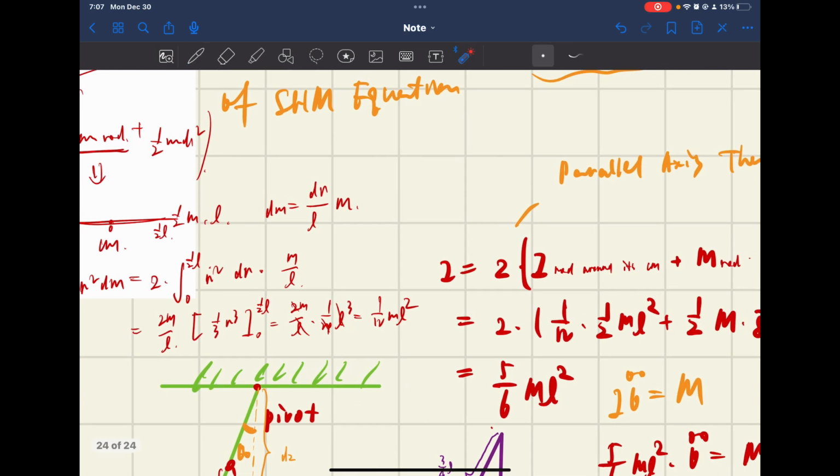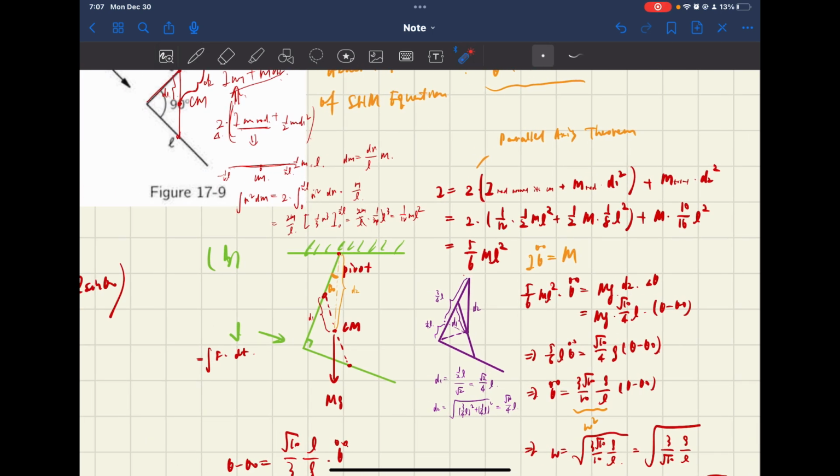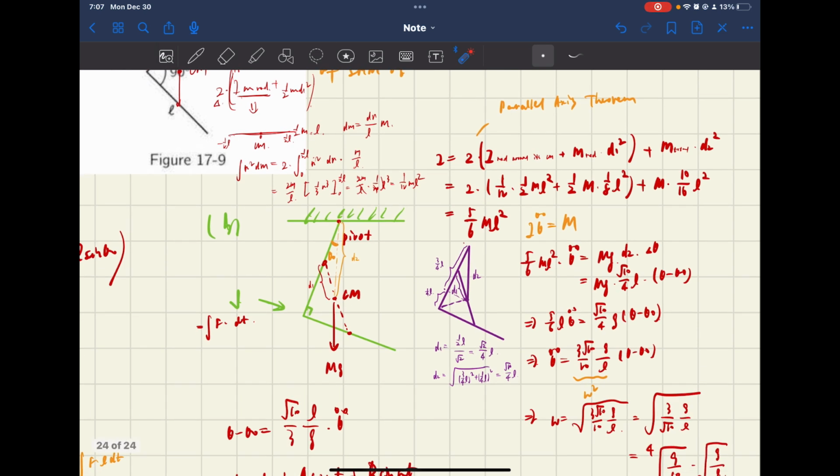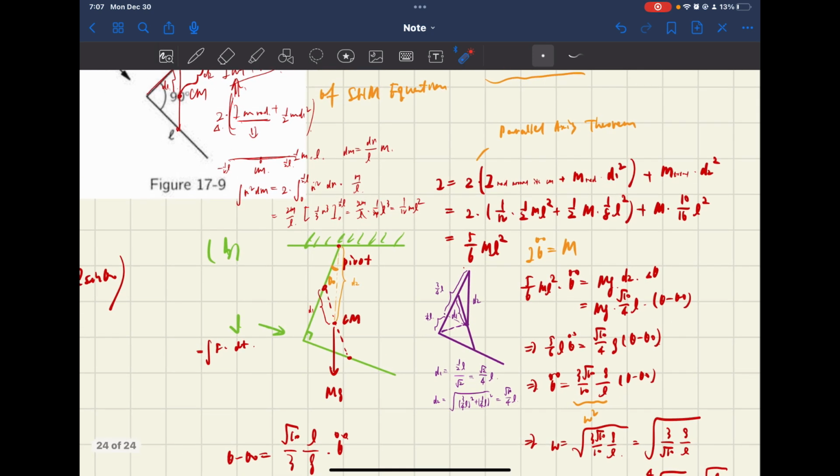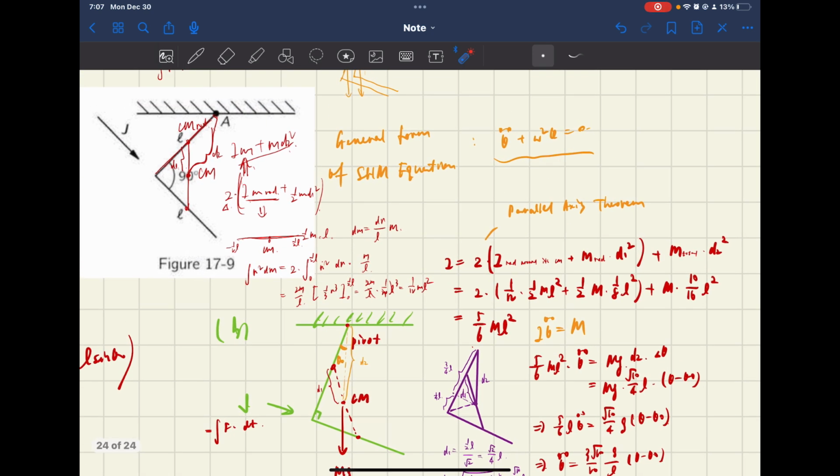Okay, so I did the calculations when preparing this video. The total value after substituting all these values will be 5 over 6 times the big M times L squared. Now we have successfully derived the moment of inertia around the pivot point A.